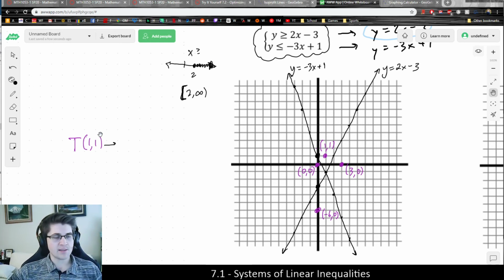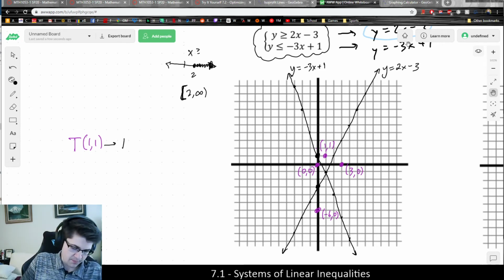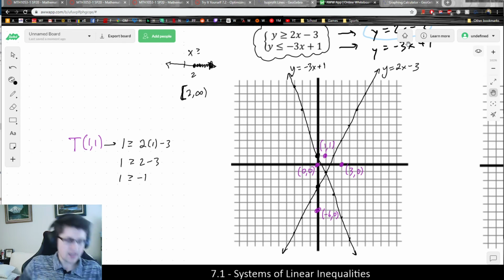And what I have over here is a point x, y, so I'm going to just substitute x and y into the equation. So y is 1, hypothetically, and x is also 1. So y should be greater than 2 times 1 minus 3. And looking at that math, 1 is greater than or equal to 2 minus 3. 1 is greater than or equal to negative 1.